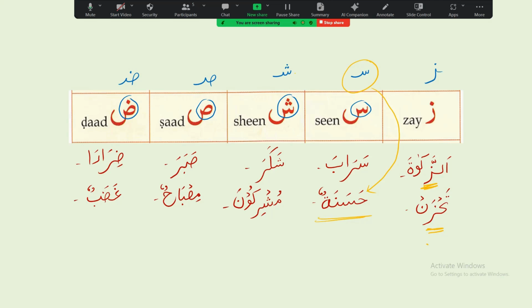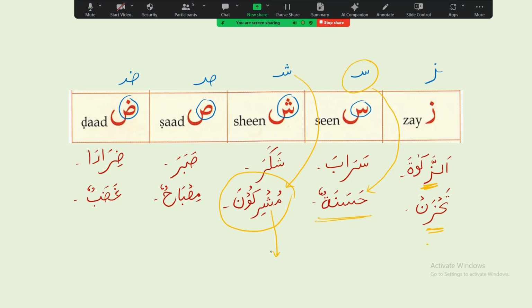Again, in the next alphabet, Sheen, it has the same shape like the Seen alphabet. So again, we will cut this first attachment for Sheen when it comes at the start or in the middle. The example for Sheen when it comes at the start is of this word, shakara. Shakara, right? When Sheen comes in the middle, the example is of this word, mushrikuna. Sheen is here. Mushrikuna, with three dots on top of it, right?